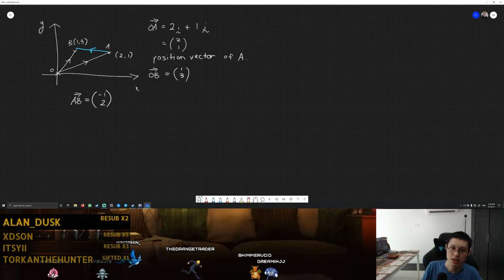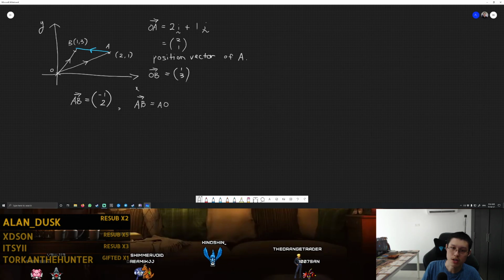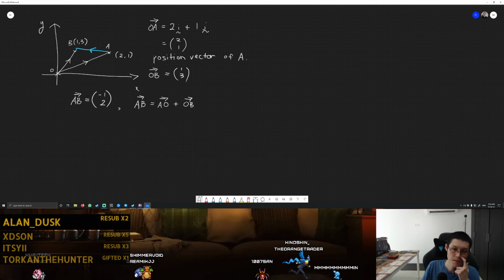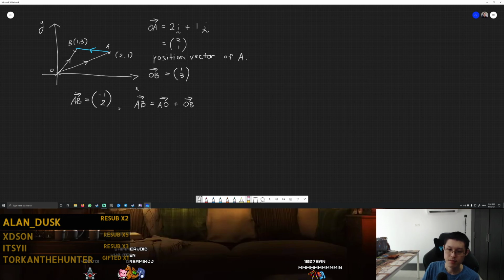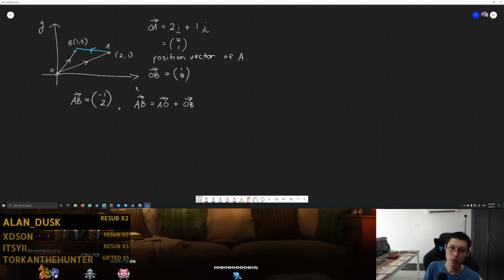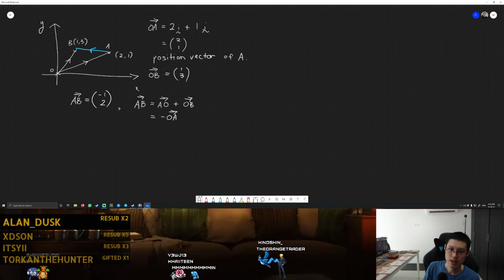So is there another way of doing this? Yes, there is. If you've done a bit of AddMath, you should remember this. Another way of going from A to B is to go from A to O first, and then you go from O to B. So this just means go to O first, and then from O you go to B. Do we have AO? We do not. We only have OA. But we can flip this so that this becomes OA by introducing a negative sign in front.